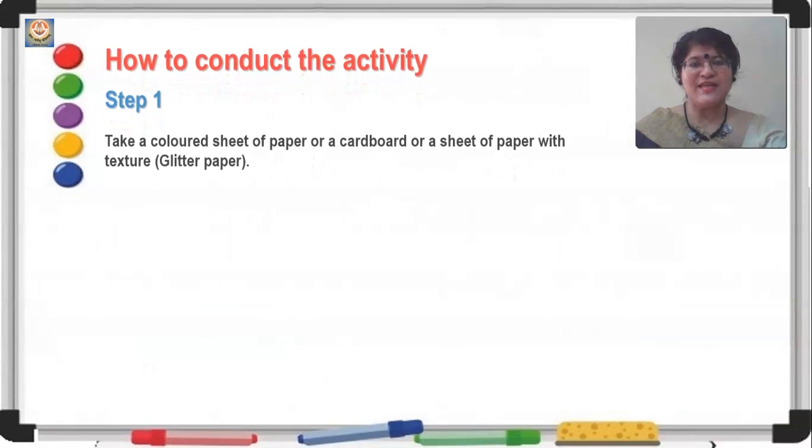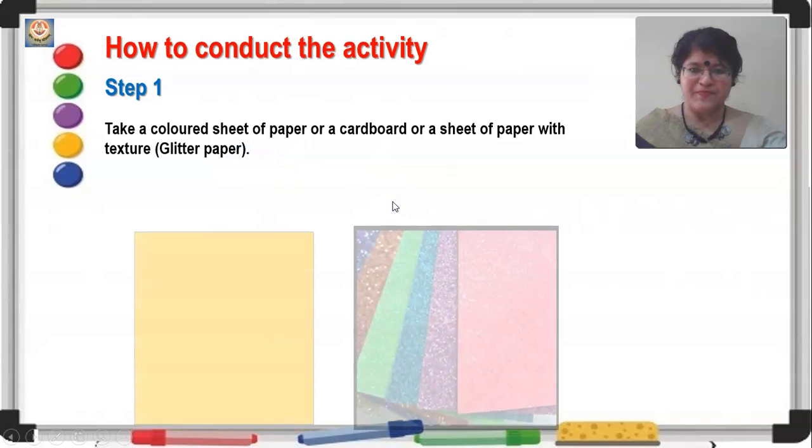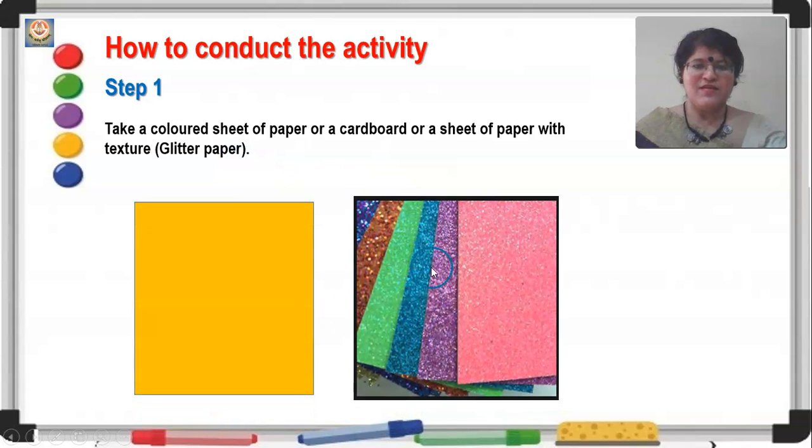So how to conduct the activity? Step 1. I want you to take colored sheet of paper or a cardboard or any sheet of paper with texture. You could even take glitter paper. So these are few examples. You could take either a plain sheet of paper or a colored one, and these are glitter papers. Choose whichever paper you want for this activity.